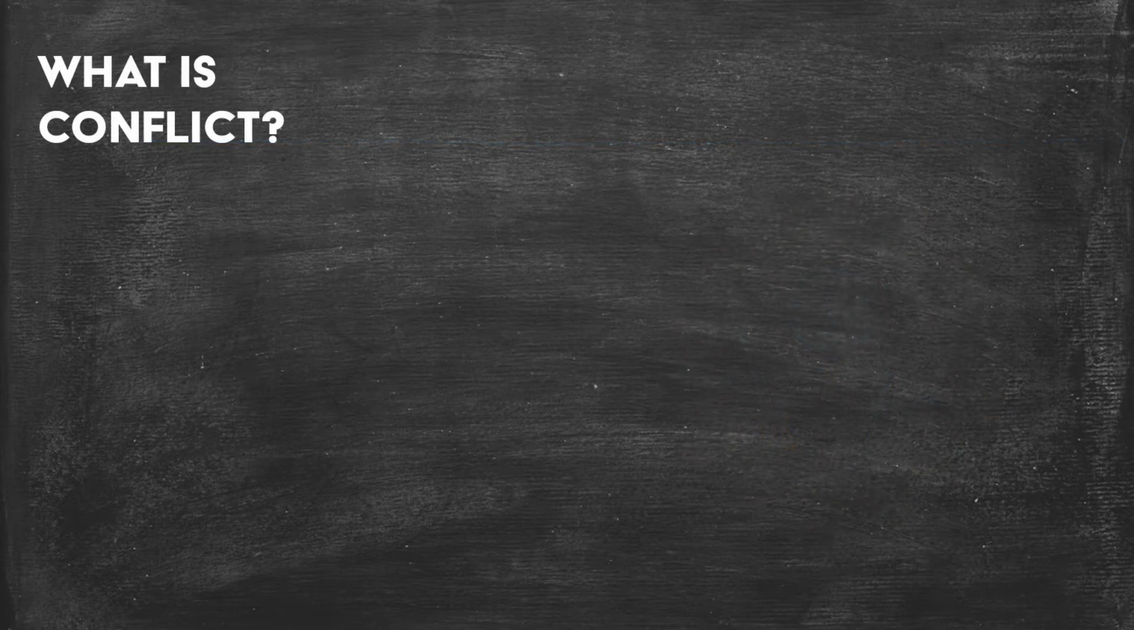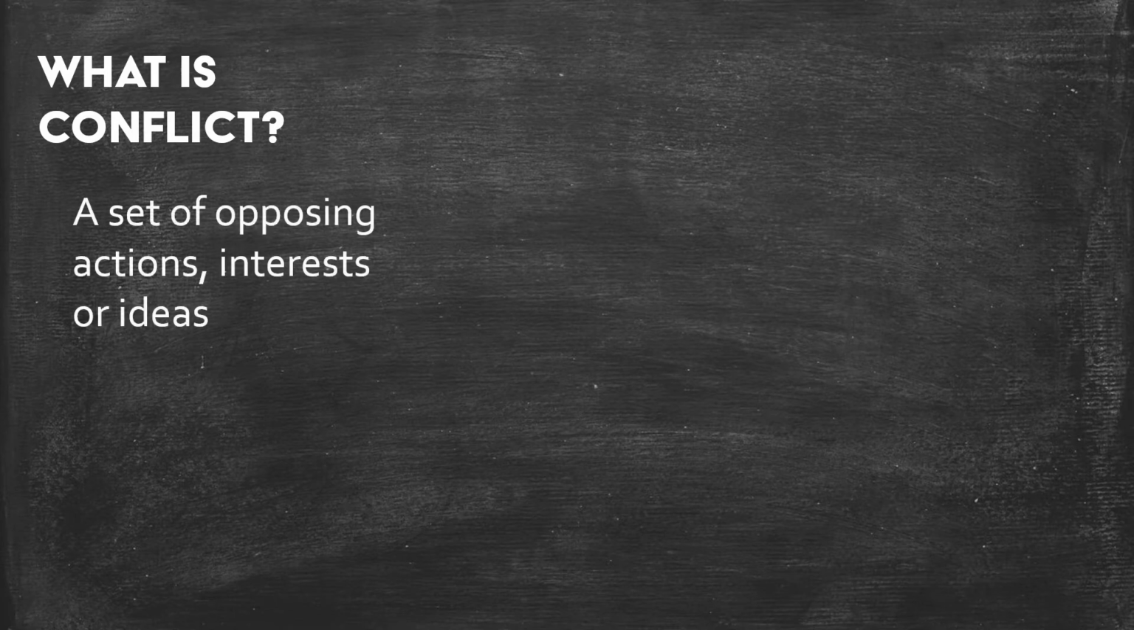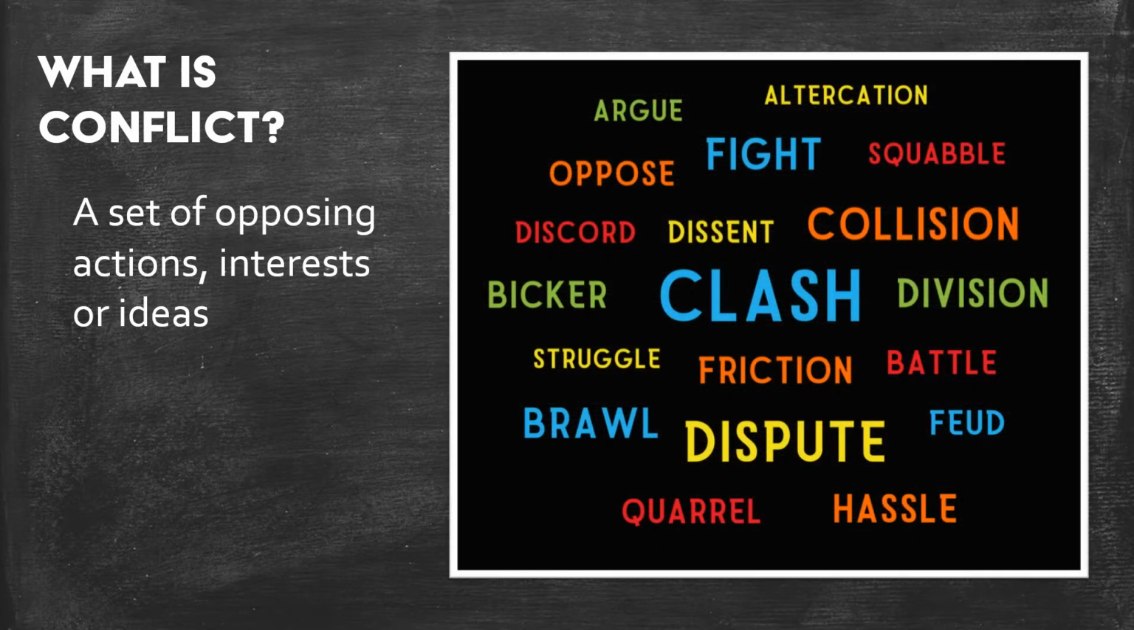The definition of conflict is simple. It is a set of opposing actions, interests, or ideas. All of these words, clash, argue, struggle, dissent, can be used interchangeably with conflict, and the one thing they all have in common is difference. Difference is at the root of all conflict. Within a student organization, there are countless individual differences that provide plenty of ground for disagreement among members.